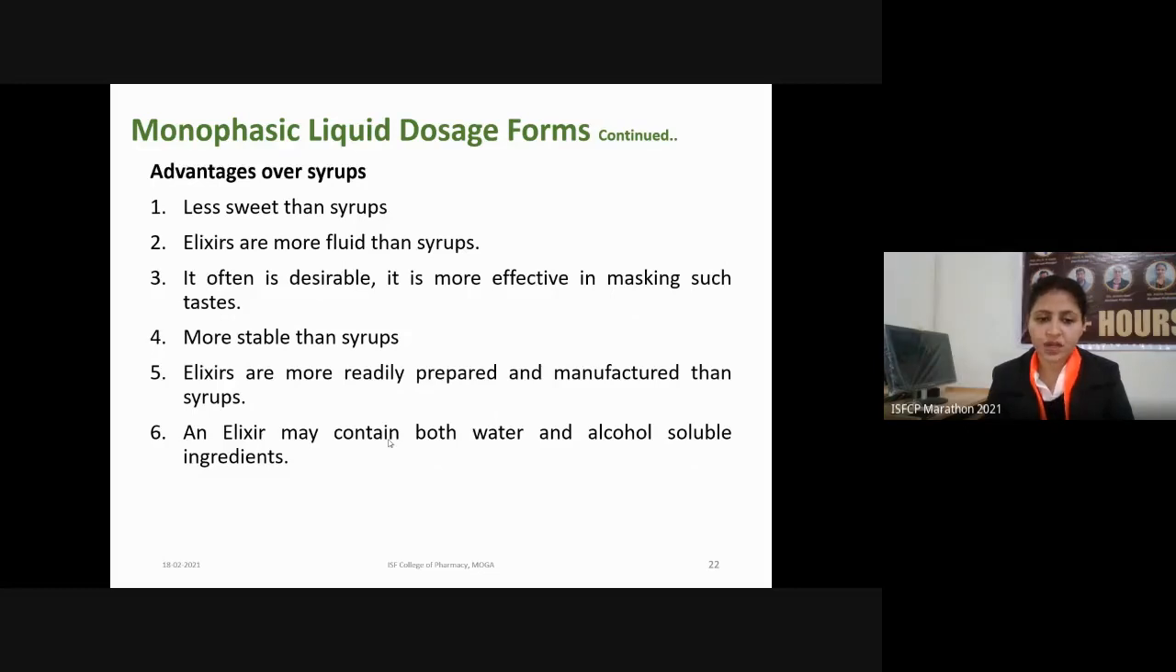In the case of syrup, this is not possible, because the only vehicle we are using is water. So only water soluble drugs can be dispensed in syrup, but this is not the case in elixirs because of the presence of alcohol. These are the few advantages of elixirs over syrup.